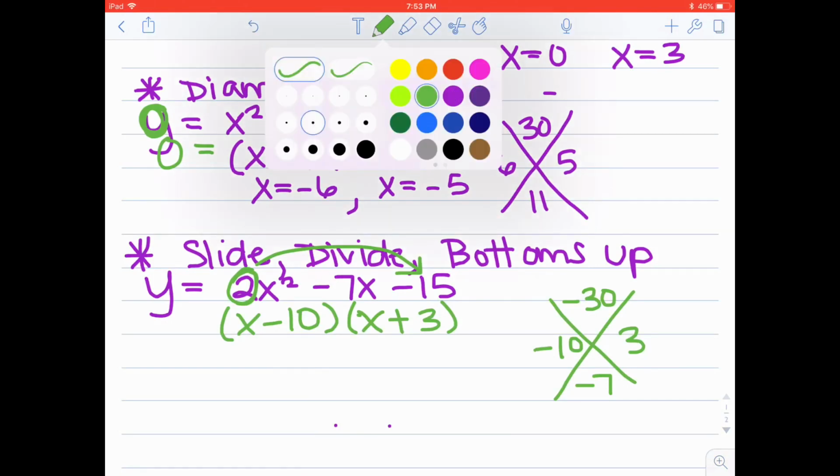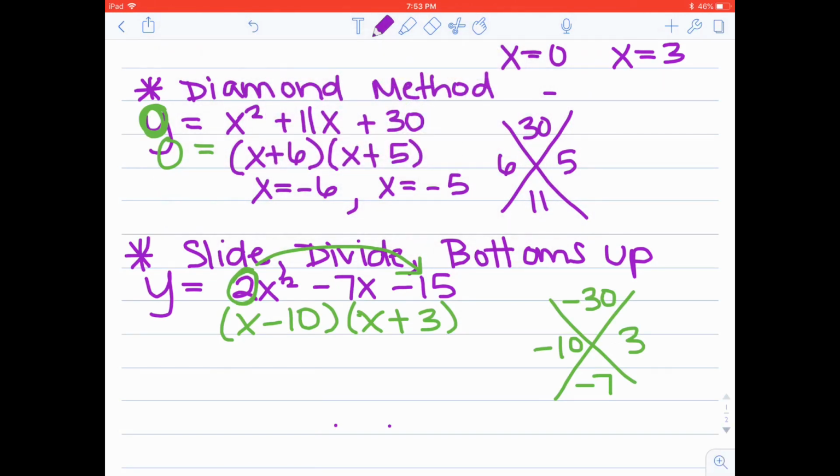So I'm going to go ahead and switch back to purple. The number that you slide is the number that you divide. I slid a 2, so I'm going to say divide by 2 right here and divide by 2 right there. So now I've got two fractions. I have 10 halves and 3 halves. And my next job is to simplify those fractions. So 10 divided by 2 is 5. So that leaves me with x minus 5. And then the second fraction is 3 over 2, and that fraction cannot be simplified. So I'm just going to leave it.